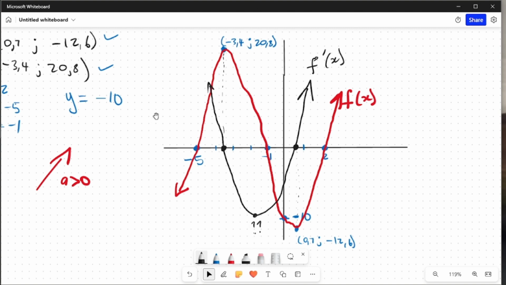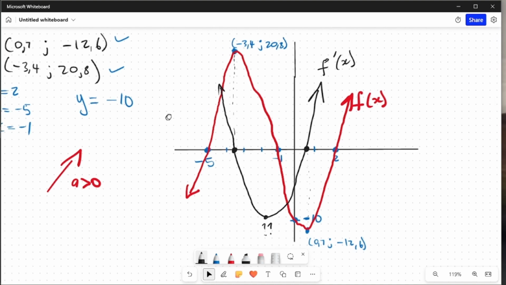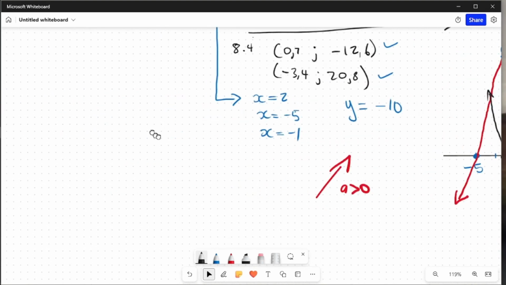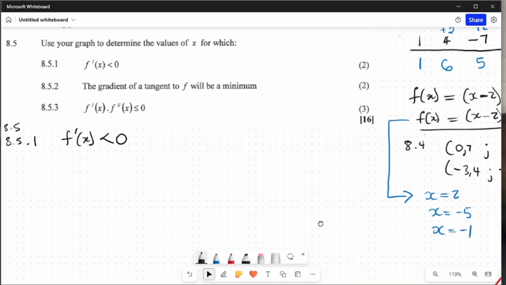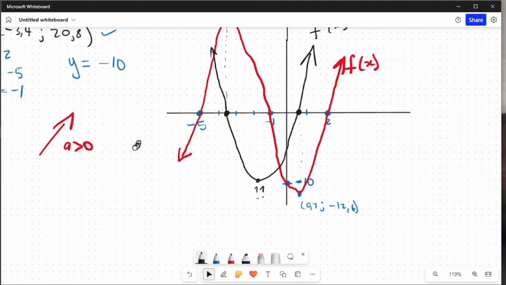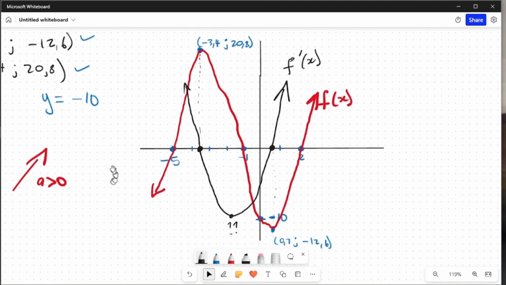So I've just drawn the derivative now of the cubic function. Let's go back to the question. They said f prime, meaning the derivative, is less than 0. They are asking for where the derivative is below your x-line, sorry. So as you can see, it is below right there.